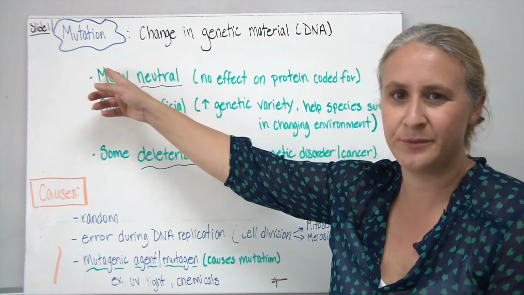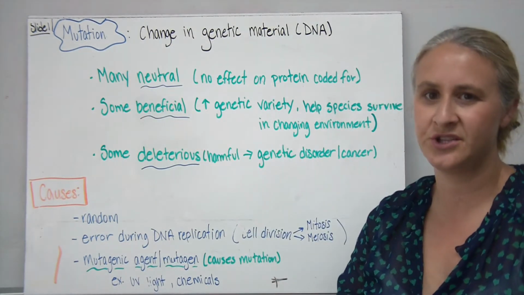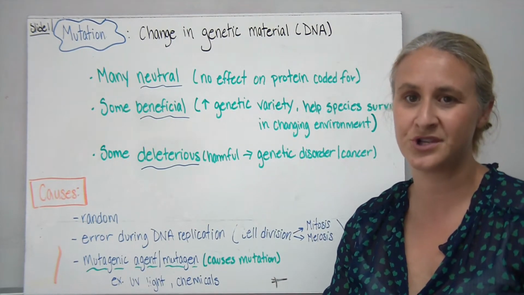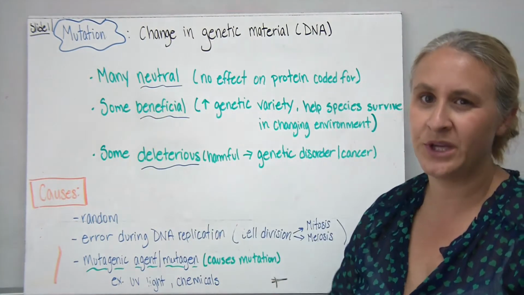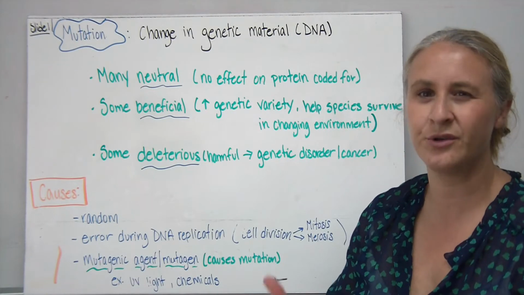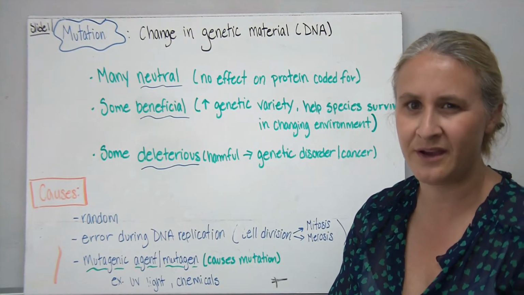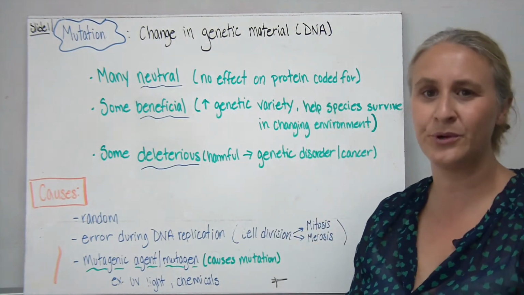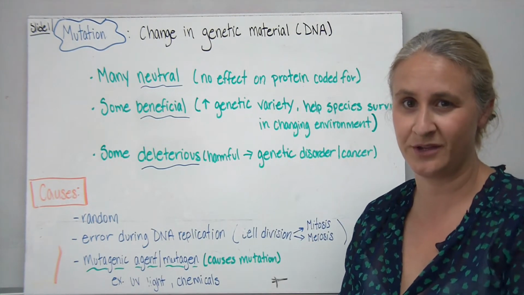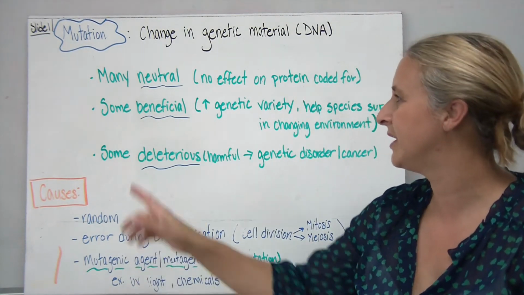So the definition for a mutation is really just a change in the genetic material, which, remember, your genetic material is your DNA. Many mutations are what we call neutral. If you're neutral, you really don't hold a stance on something or have a decision. Same thing in the body. There's really no effect on the protein that gets made by that particular section of DNA or gene.